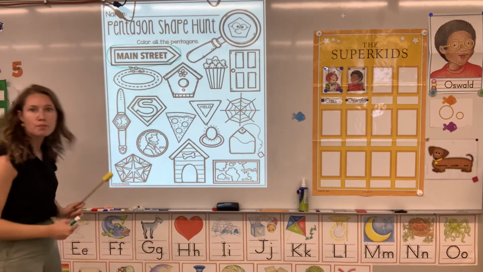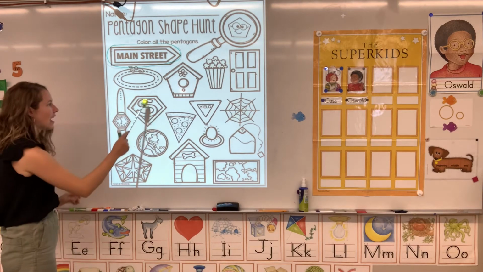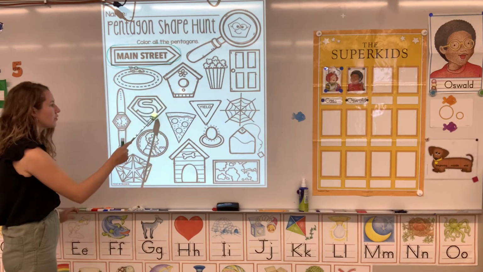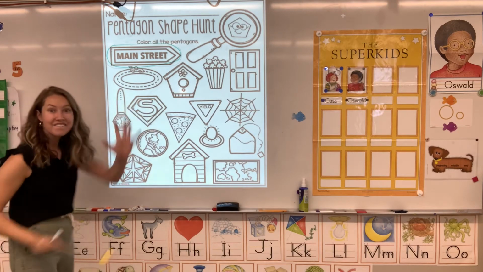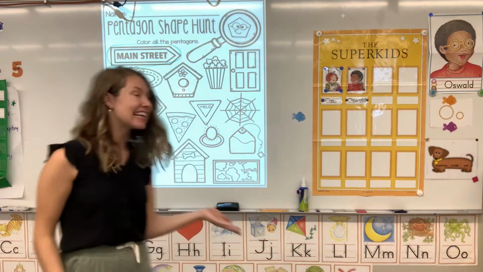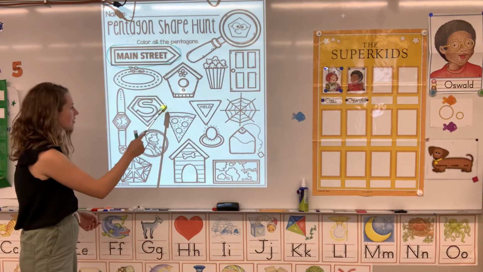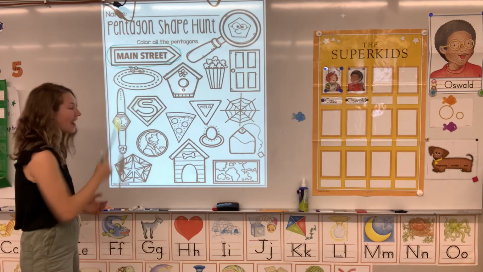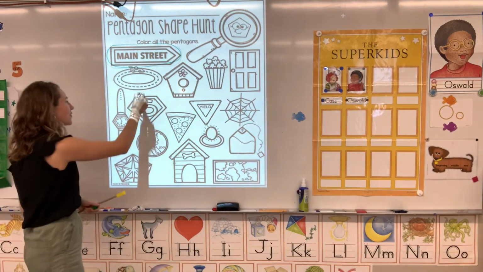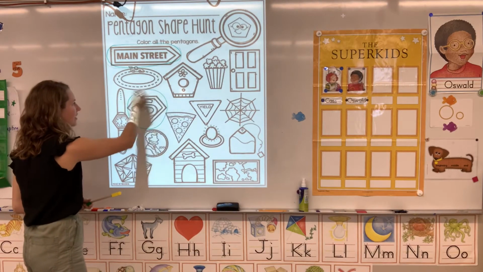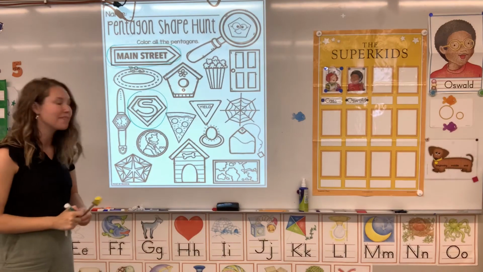Let's look at our next thing here. Ooh, the Superman symbol. Let's count the sides. 1, 2, 3, 4, 5. It has 5 sides. Now let's count the points to see. 1, 2, 3, 4, 5. Oh, so that's a pentagon. We found another pentagon.